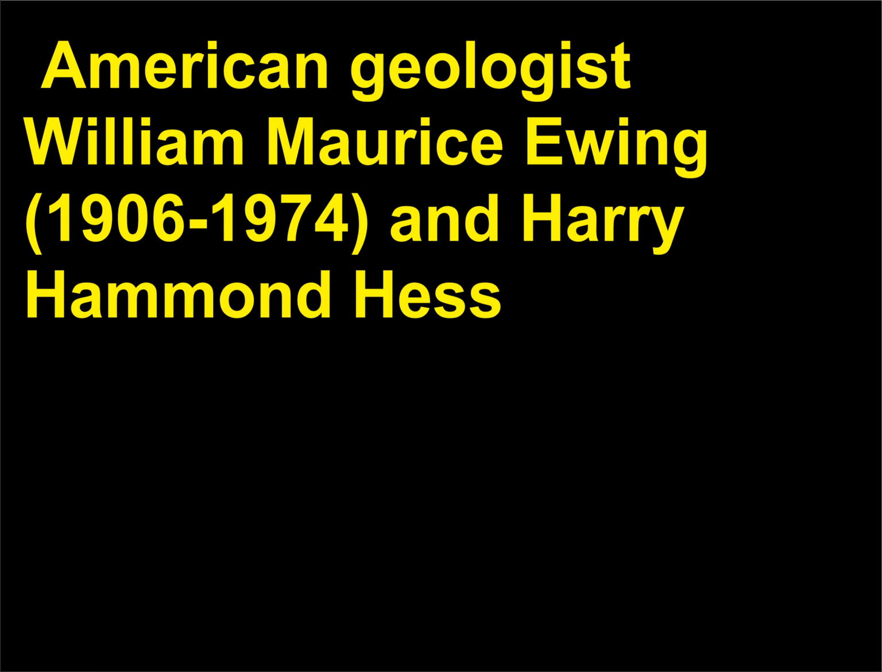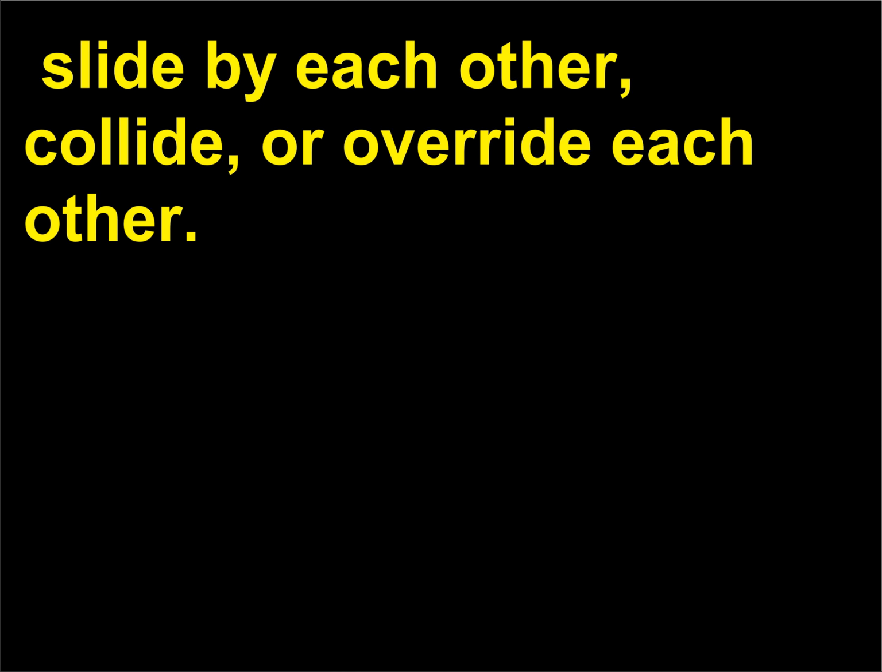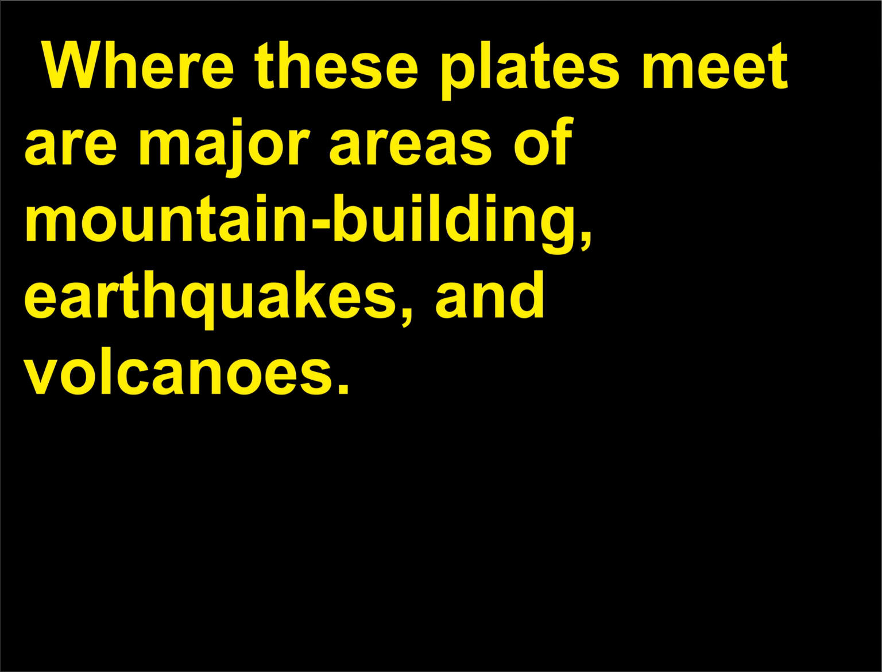American geologist William Maurice Ewing, 1906 to 1974, and Harry Hammond Hess, 1906 to 1969, proposed that Earth's crust is not a solid mass, but composed of 8 major and 7 minor plates that can move apart, slide by each other, collide, or override each other. Where these plates meet are major areas of mountain building, earthquakes, and volcanoes.